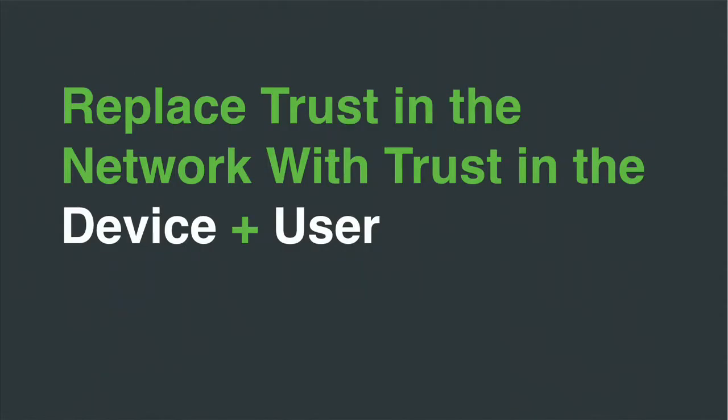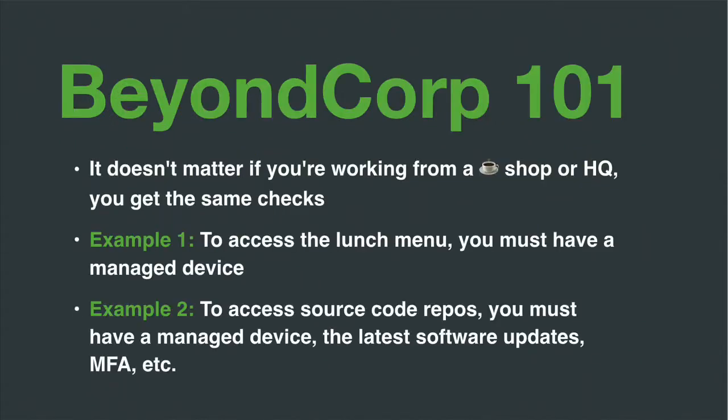And at the core of the BeyondCorp vision, there's the idea that these perimeters or walls don't work. Like I already mentioned, we replace trust in the network with trust in the device and the user. It wouldn't matter if you were, for example, working from a coffee shop or a plane or your corporate headquarters, you would get the same checks regardless.